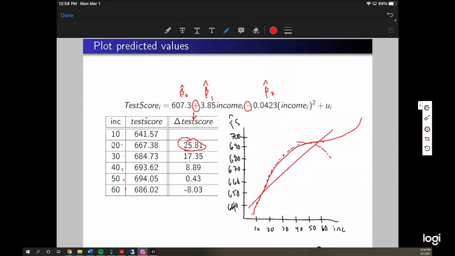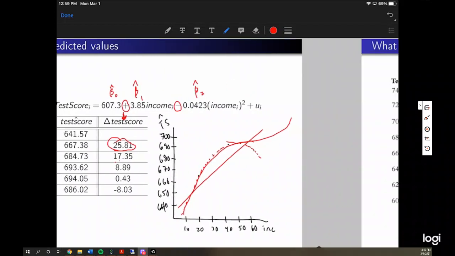But the point here is that with a linear function, if we hadn't had the income squared term in there, this third column would be the same for every 10 unit increment change in income. But here, since we have the income squared term, this value in the third column is changing with every 10 unit increase in income. So that's really what we're getting out of this additional income squared term.